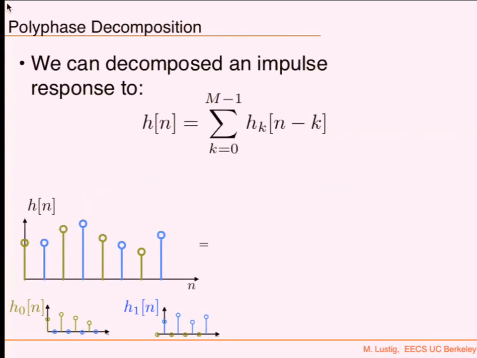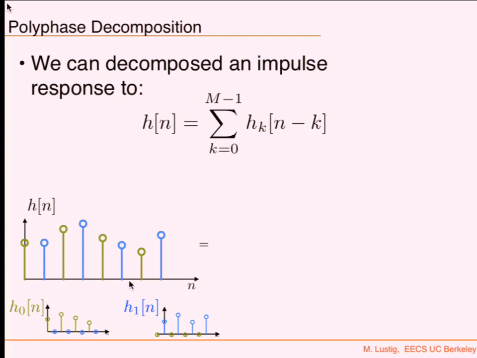Let me argue that any impulse response, I can decompose it into the sum of other impulse responses that are shifted versions of other filters. So here's what I'm going to decompose it to. I'm going to take h of n, and I'm going to break it into these two filters.